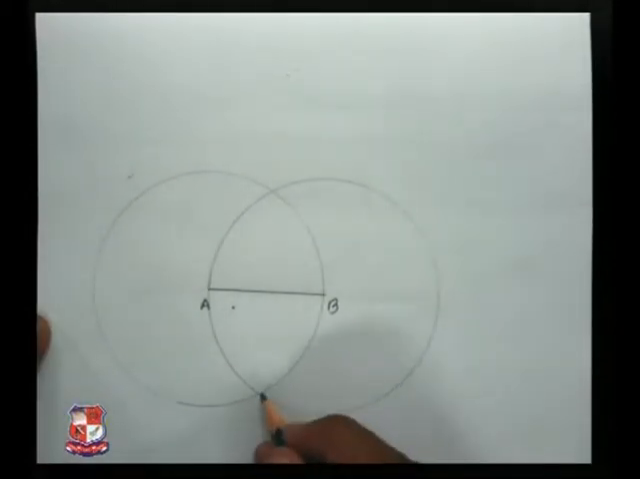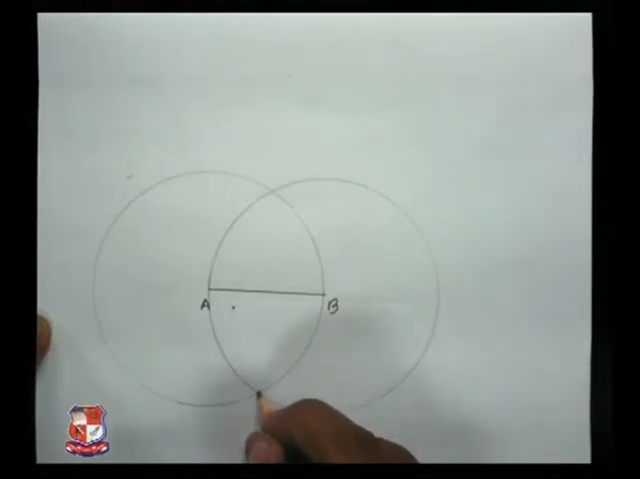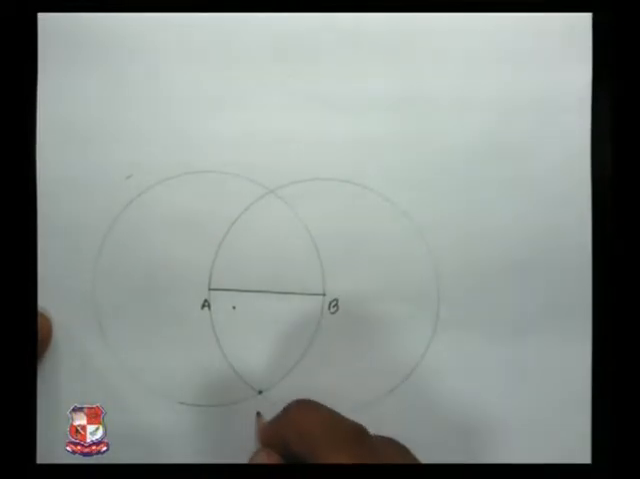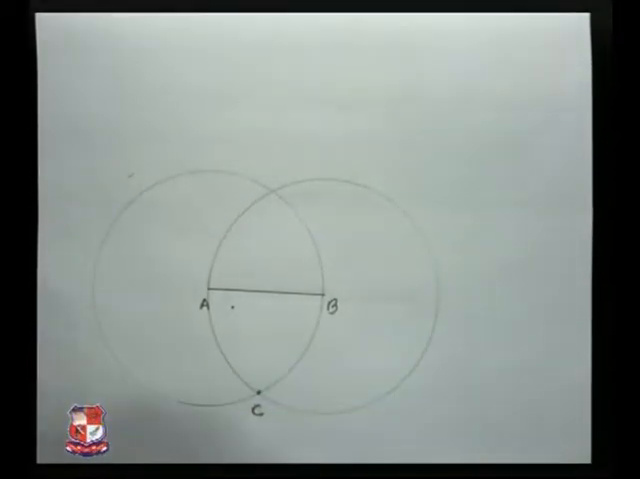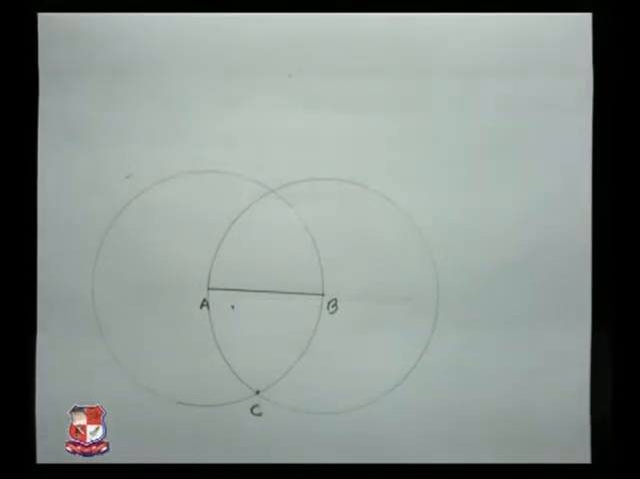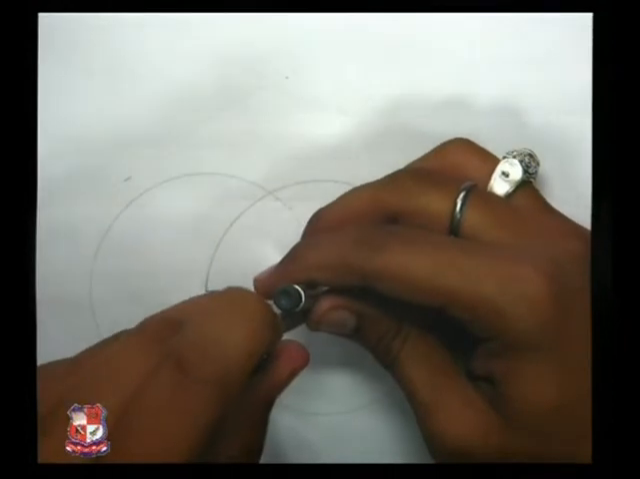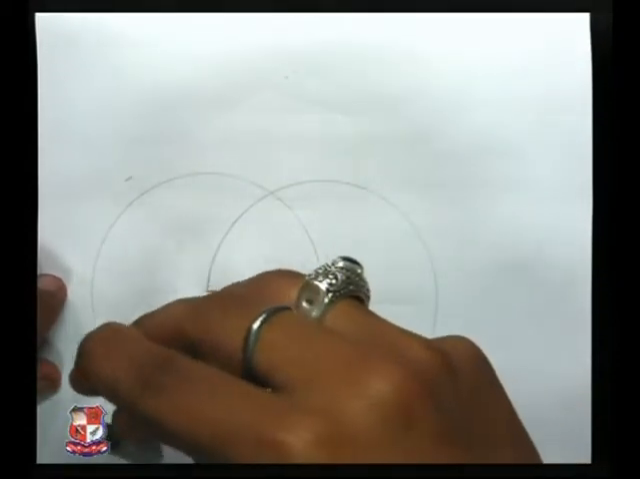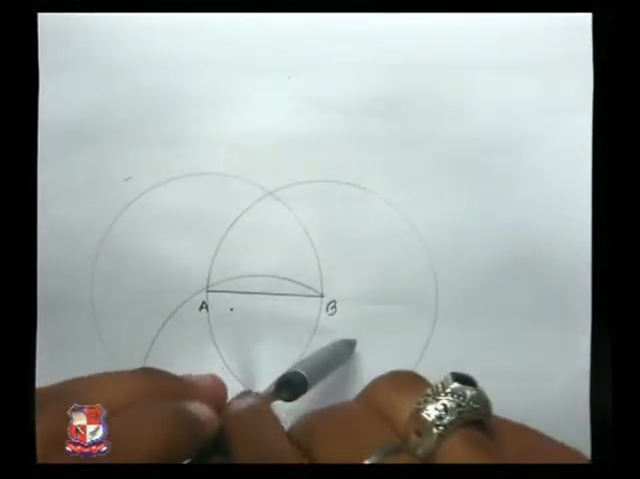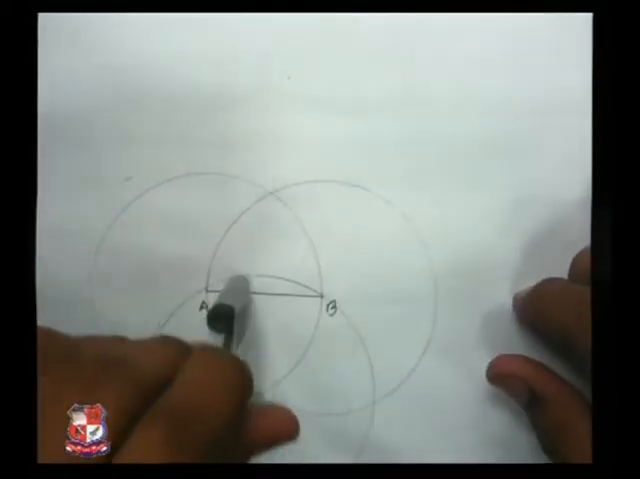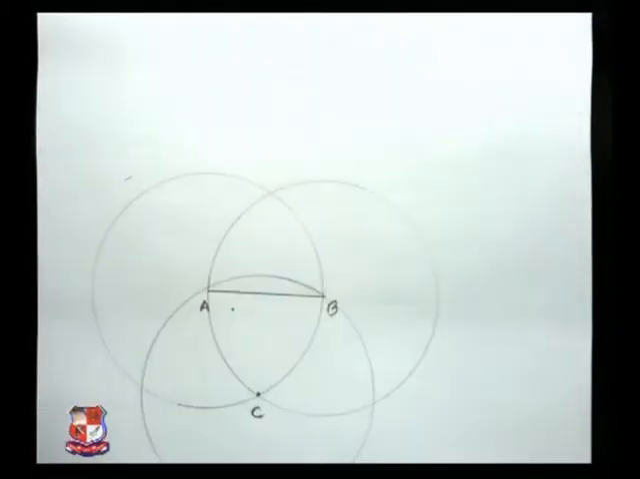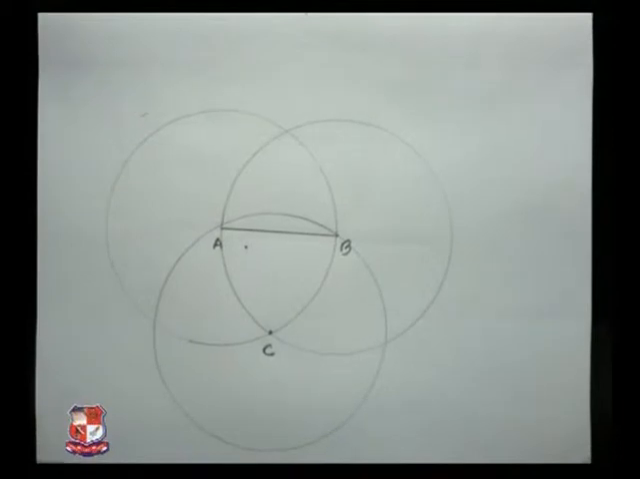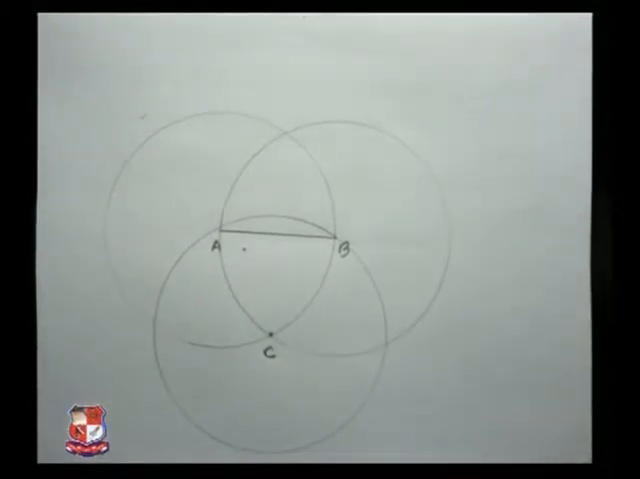Now in the bottom portion you can see that both the circles are intersecting at one point. Name it as point C. Take CB as radius and C as center and draw a circle. We have got 3 circles. That is why this problem is called as 3 circle method.